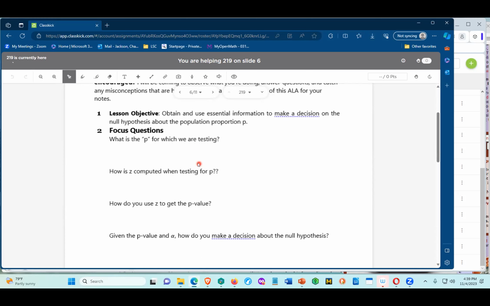Okay, so I know the p would be the p-value. That is not the p for which we are testing. Oh. p.